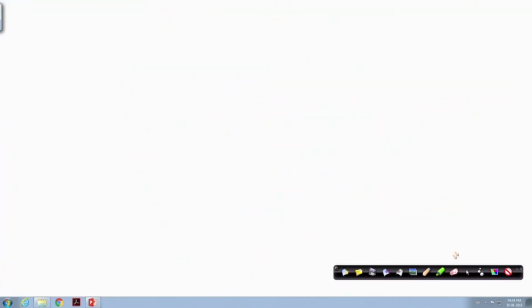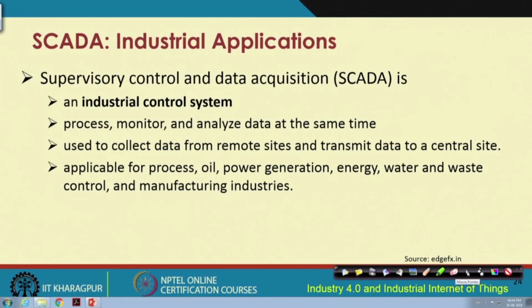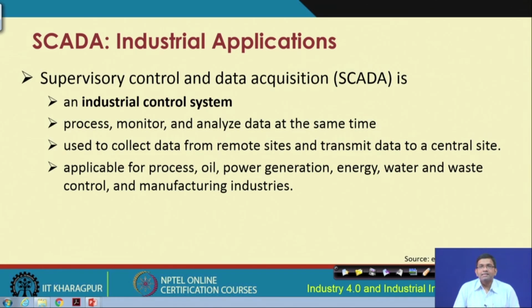So, let us now go back and look a little further. These PLCs are very important in something known as the SCADA systems, right. SCADA is very important in industry applications. SCADA stands for supervisory control and data acquisition, and it is an advanced industrial control system which can do many different things such as processing, monitoring, analyzing data, all at the same time with the help of industry grade SCADA systems.